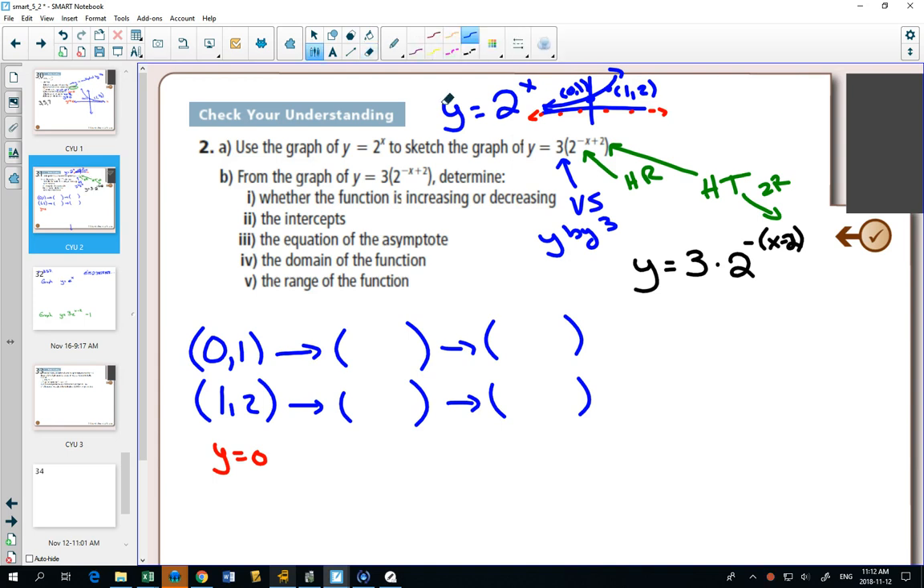So if we take the original points on our original graph, and we go from left to right, our y value is getting multiplied by 3, our x value is getting multiplied by negative 1, and then finally we're going 2 to the right. We'll go to (0, 3) and (-1, 6). Then 2 to the right would go to (2, 3) and (1, 6).